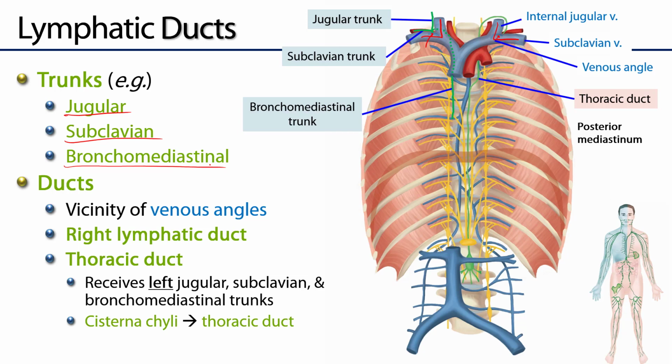And so on the right side here we can see the jugular trunk descending with the IJ. We can see the subclavian trunk coming over with the subclavian vein. And we can see the bronchomediastinal trunk ascending through the mediastinal space posterior to the superior vena cava here, going behind the right brachiocephalic vein and eventually coalescing with the other trunks at that right venous angle. On the left side, we see something a little more special.